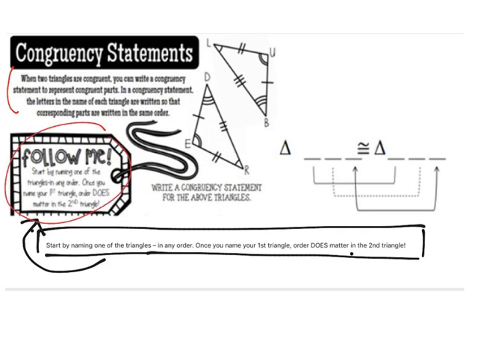Now, this part here is very hard to read, so I went ahead and rewrote it or typed it out. Start by naming one of the triangles in any order. Once you name your first triangle, order does matter in the second triangle. So I'm going to go here in blue, and I'm going to talk about this triangle right here. I'll say DER: D to E to R. So I'll say D, E, and R.